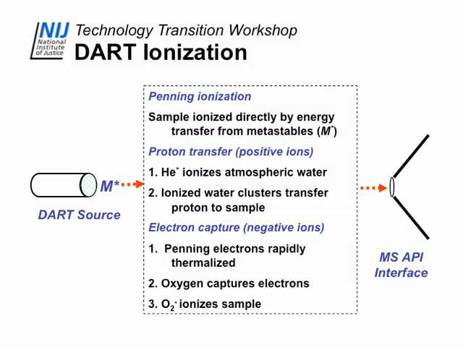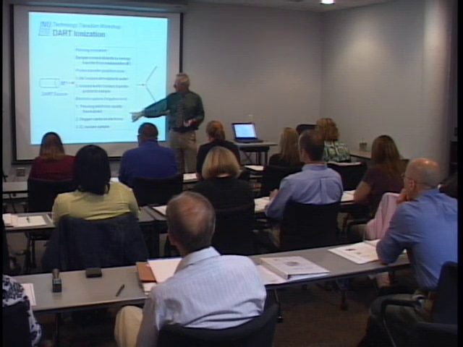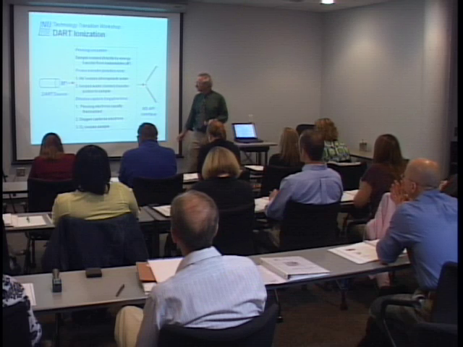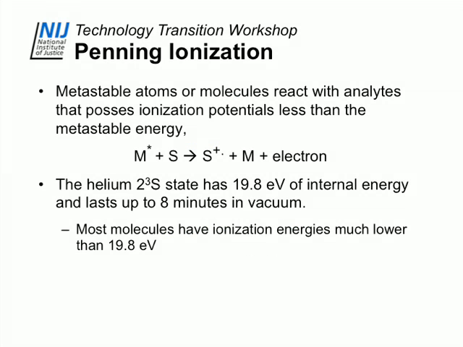In negative ion mode, you still start with a Penning ionization, but the Penning ionization produces a positive ion and an electron. It's the electrons that are the important part of the first step in making negative ions, and those ionize atmospheric oxygen. And then the atmospheric oxygen reacts with the sample to produce ions. So breaking this down step by step, here's the Penning ionization step.